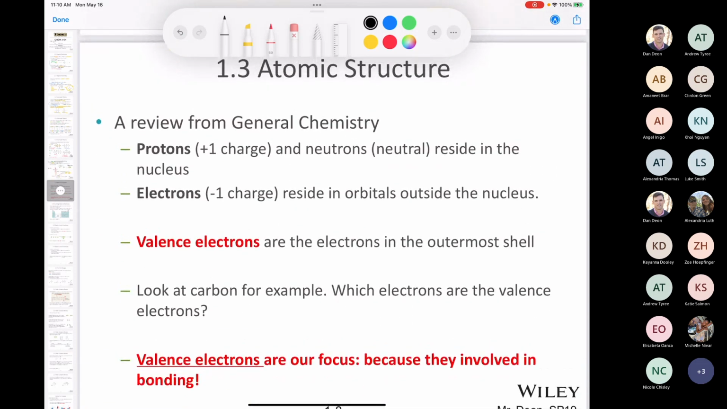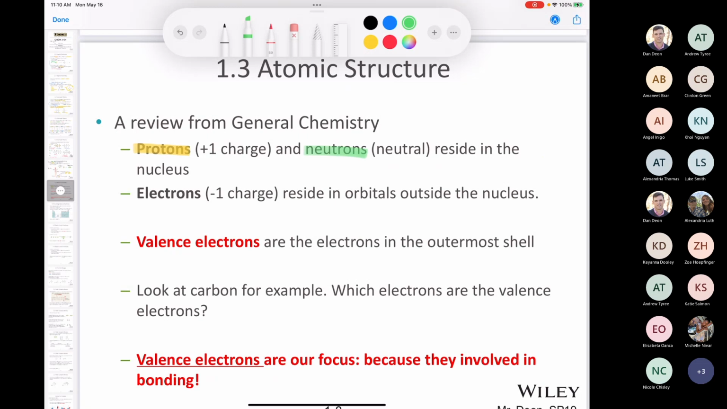All right, if you were unsure about protons, electrons, and neutrons, let's review some of that. Hopefully you remember from general chemistry that a proton has a +1 charge and resides in the nucleus of the atom. A neutron is also found in the nucleus of an atom. However, it is neutral. It has no charge.